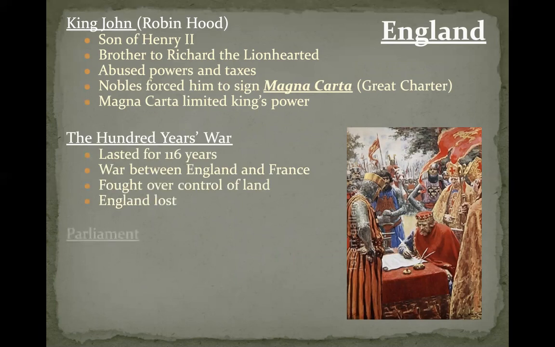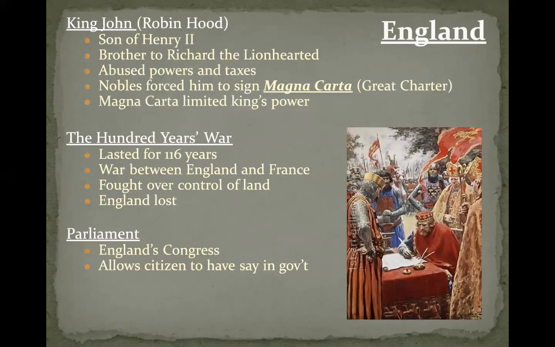He was son of Henry II, who again we think back to common law with. But it's kind of ironic because King John abused his powers and taxed the people quite high. And so the nobles forced him to sign the Magna Carta, which basically said the king isn't above the law just because he's the king, and it limited his power. His brother is known as Richard the Lionhearted.